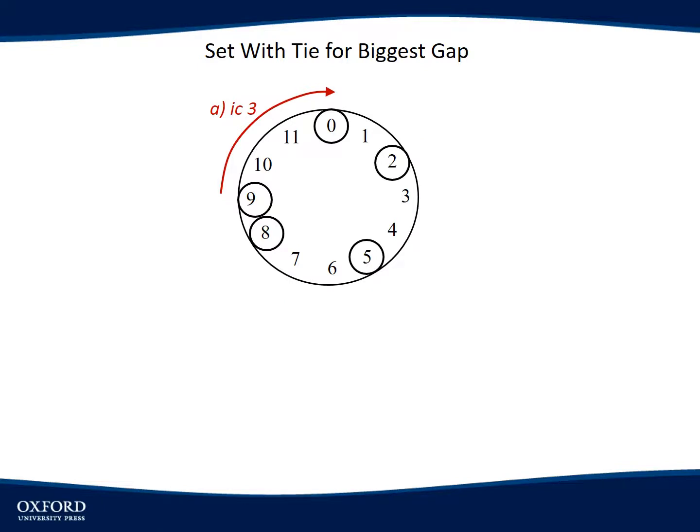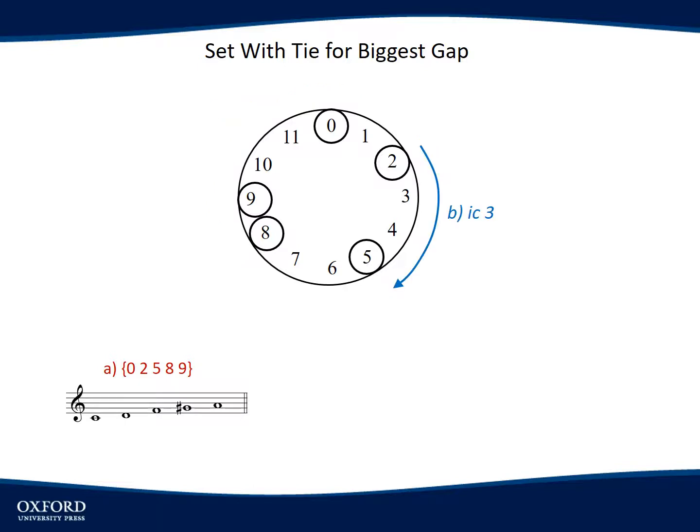Let's start by building up after the biggest gap at letter A. The first note would be 0, or C. Moving clockwise from there, we get 2, 5, 8, and 9. I spelled pitch class 8 as G sharp arbitrarily. Remember that spelling doesn't matter in set theory. The hypothetical normal order would be 0, 2, 5, 8, 9. Option B had the biggest gap between 2 and 5, so we start with 5, or F, and then move around clockwise to 8, 9, 0, and 2. This normal order would be 5, 8, 9, 0, 2.